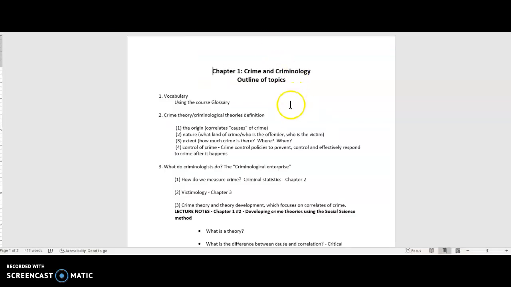Okay, next thing. Crime theory, criminological theories and definitions. Crime theories or criminological theories are really the study of the origin, or what we call the correlates, as opposed to the causes of crime. Declining temperatures cause water to freeze. When the temperature of the water reaches 32 degrees, it freezes. Crime causation doesn't work in the same way as freezing water does.